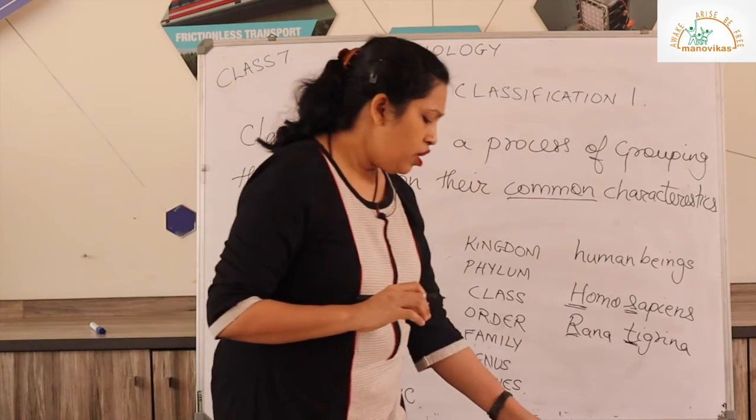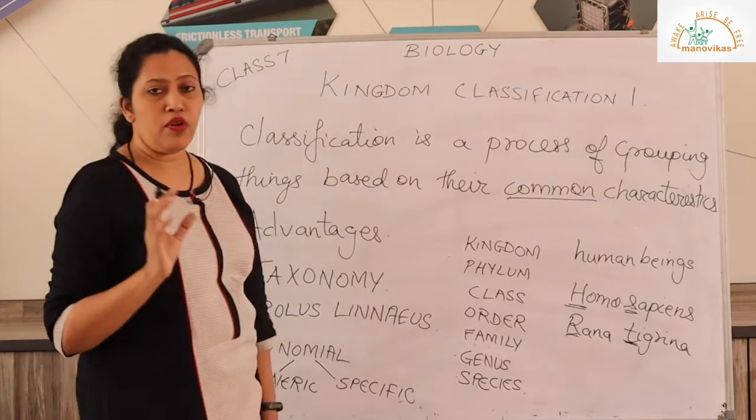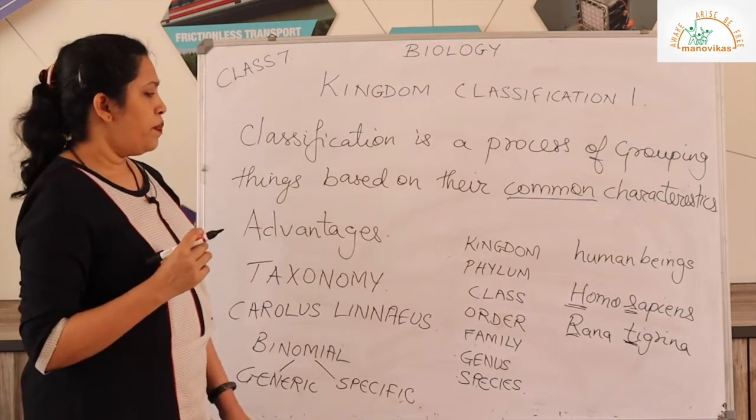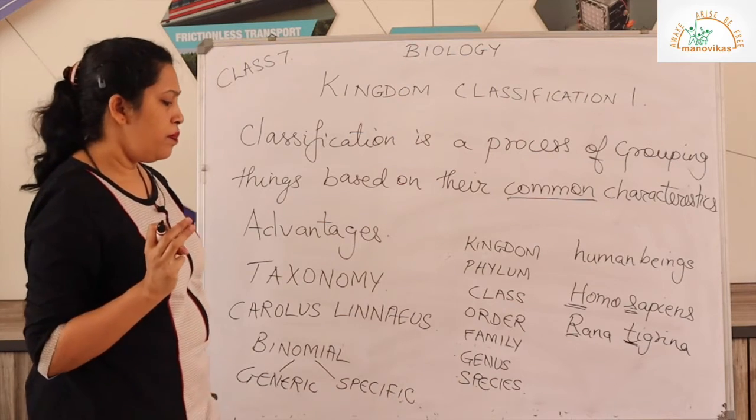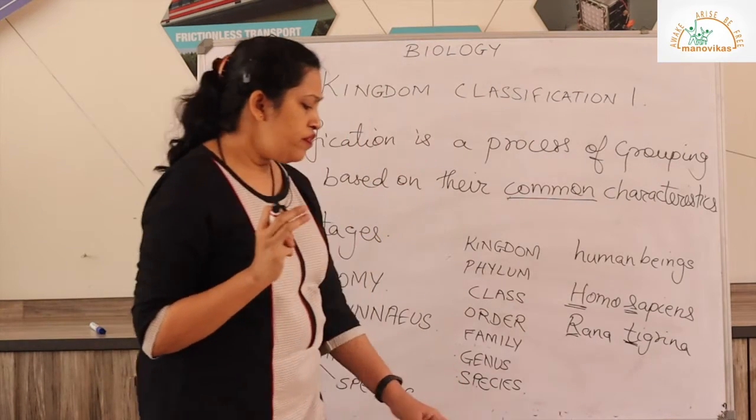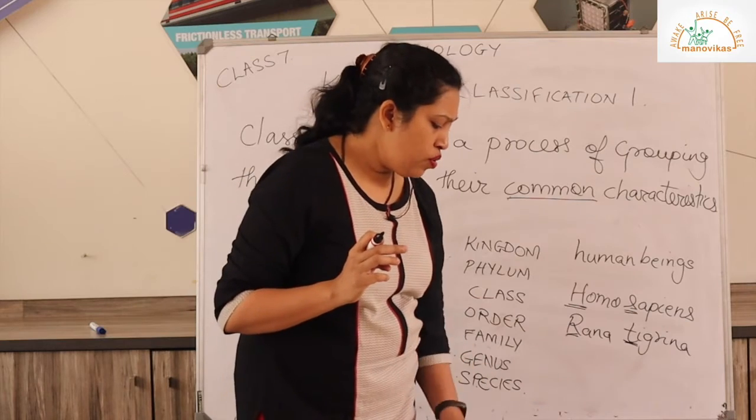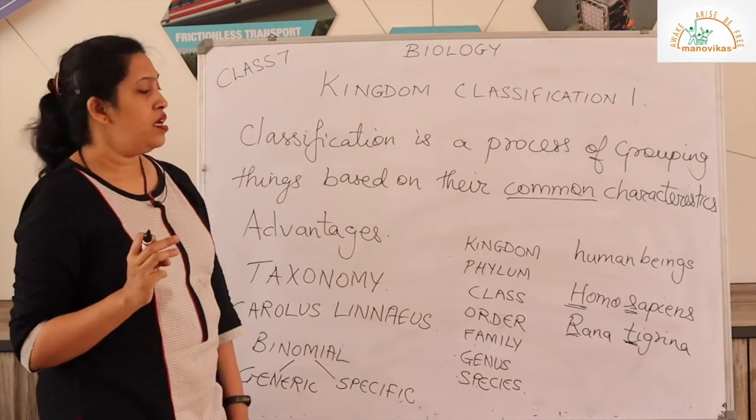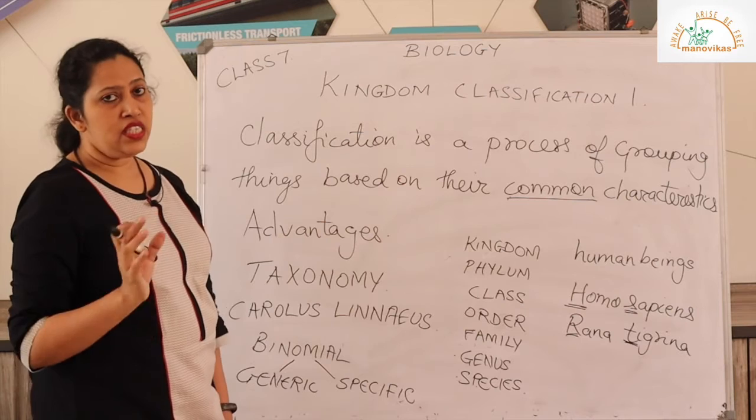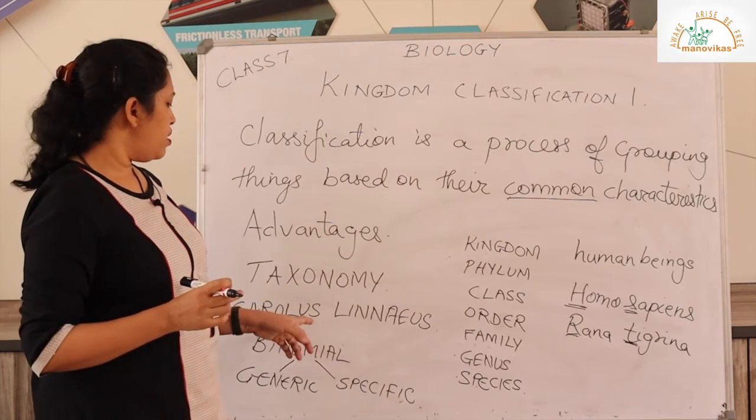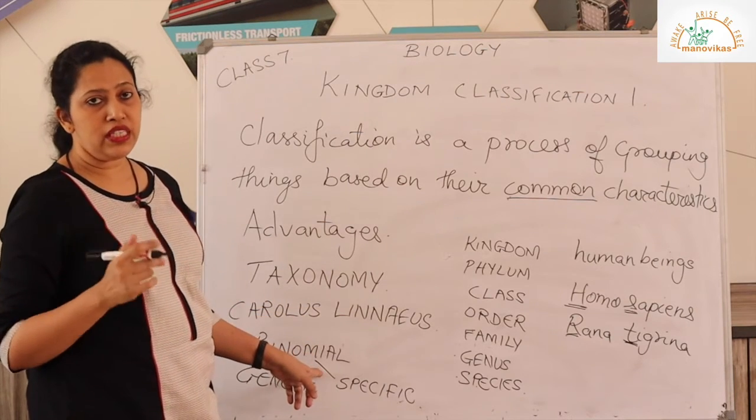Now this binomial nomenclature was based on presence of cell wall or not, mode of nutrition, then locomotion and response to stimulus. Now everything has advantages and disadvantages. So this binomial nomenclature also has some disadvantages.